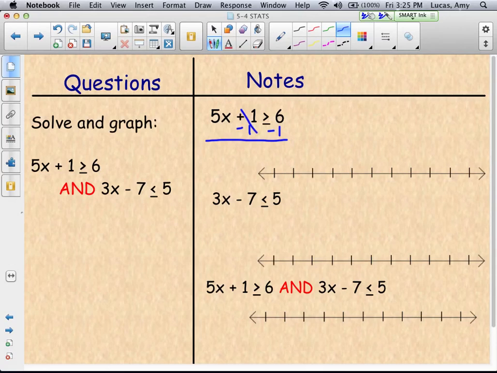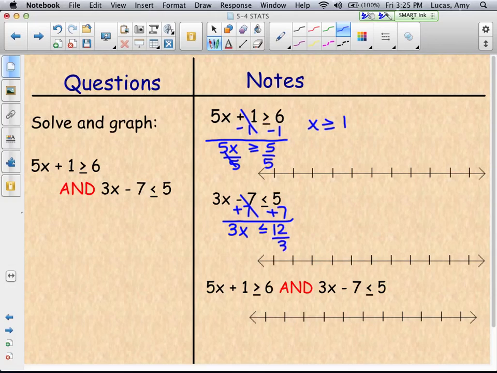If I subtract 1, then divide by 5, I get x is greater than or equal to 1. The second inequality, I add 7 and divide by 3. So x is less than or equal to 4. So my number lines just need to go from 1 to 4.